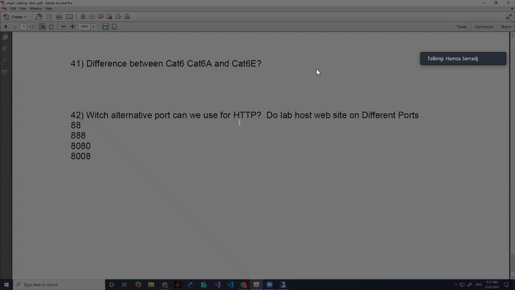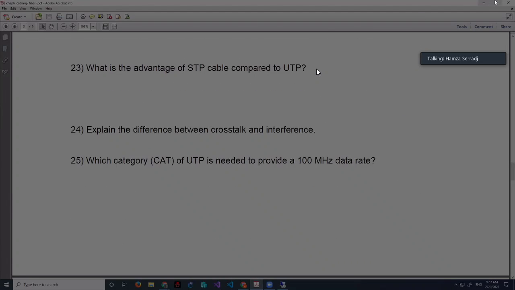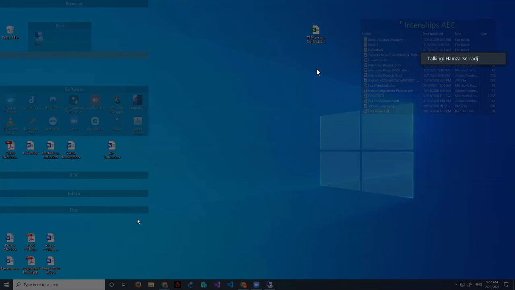Which alternative port can I use for HTTP, right? Do lab host the website? This one, just skip it, right? You don't need it because it's a separate lab that I'm going to give you here with the VLANs. So this question here, just skip it. You answer those questions, and I will also give you this lab right here.